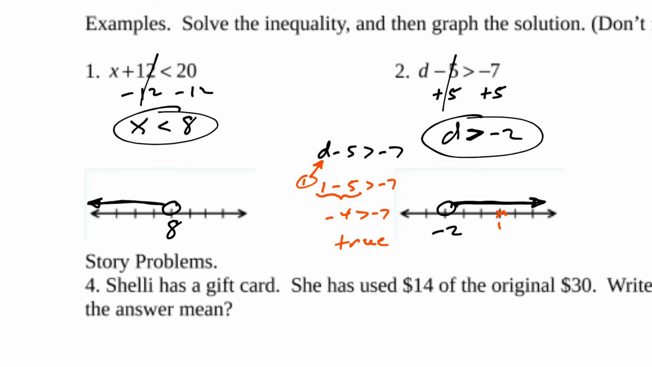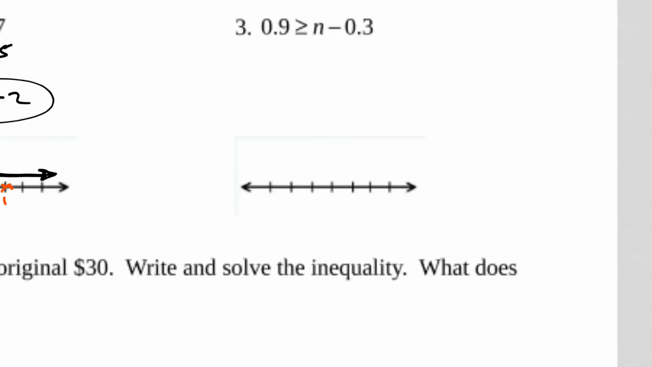Let's move on to number 3. In number 3, we want to get the n right here all by itself. So we have to do the opposite of subtracting 0.3, or 3/10, from n. So we're going to add 3/10 on both sides.